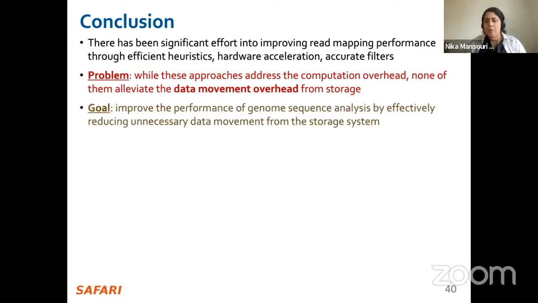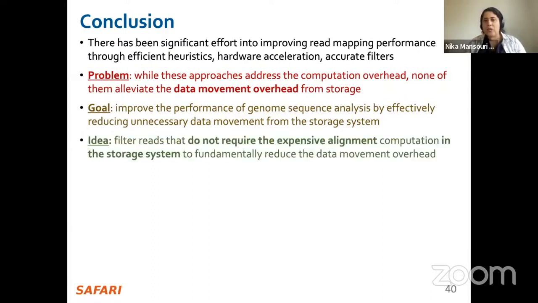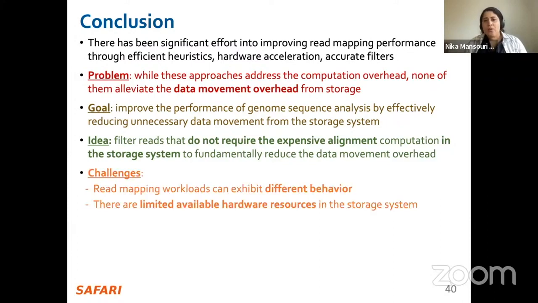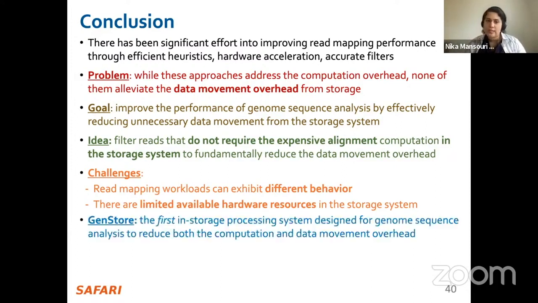Our goal is to improve performance of genome sequence analysis by efficiently and effectively reducing unnecessary data movement from storage systems. And the key idea is to filter reads that do not require the expensive ASM, or approximate string matching, computation in the storage system to fundamentally reduce data movement overhead. However, filtering reads inside SSD is challenging because read mapping workloads can exhibit different behavior based on the genomic data that we're analyzing, and there are limited available hardware resources in the storage system.